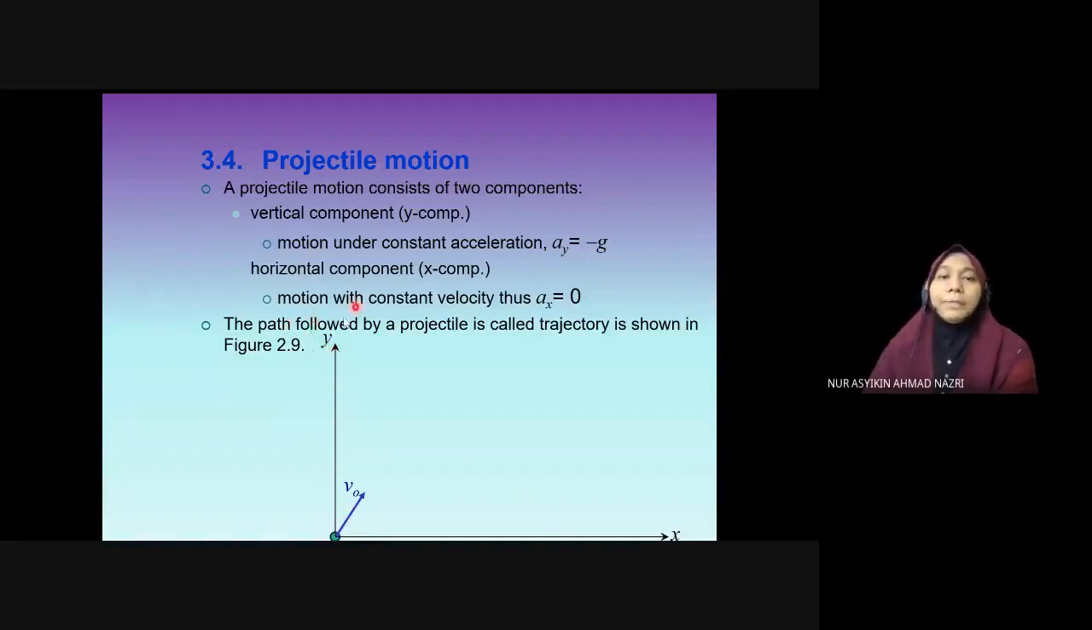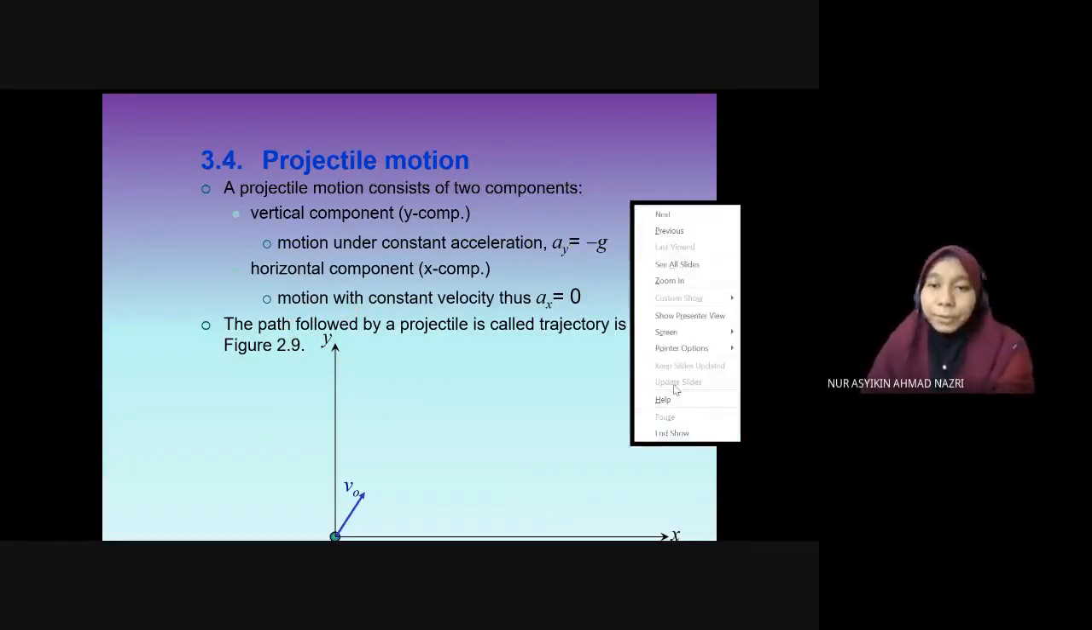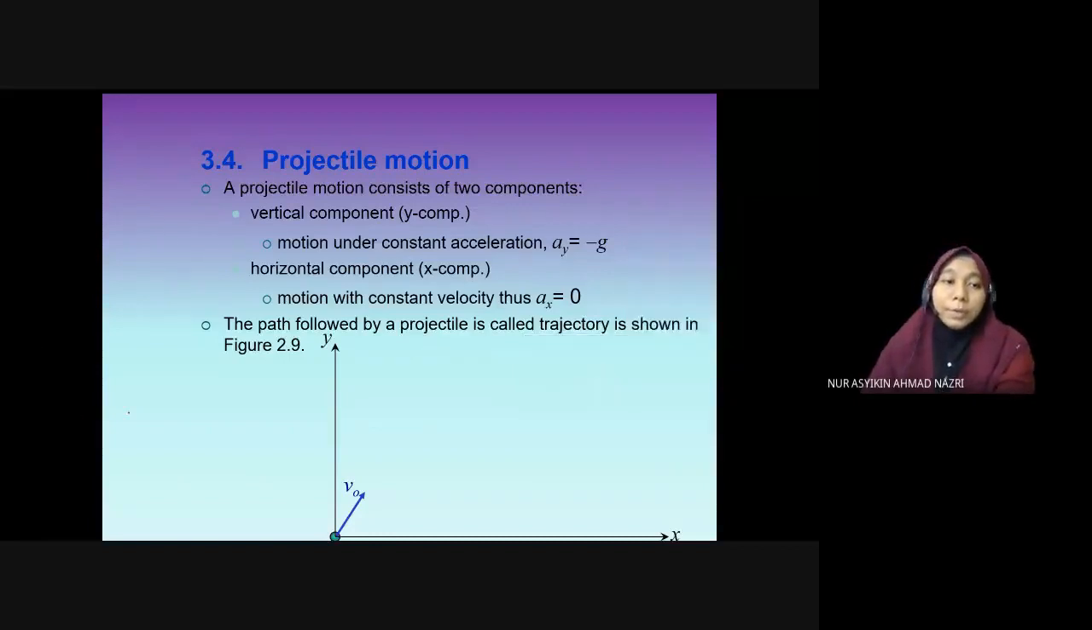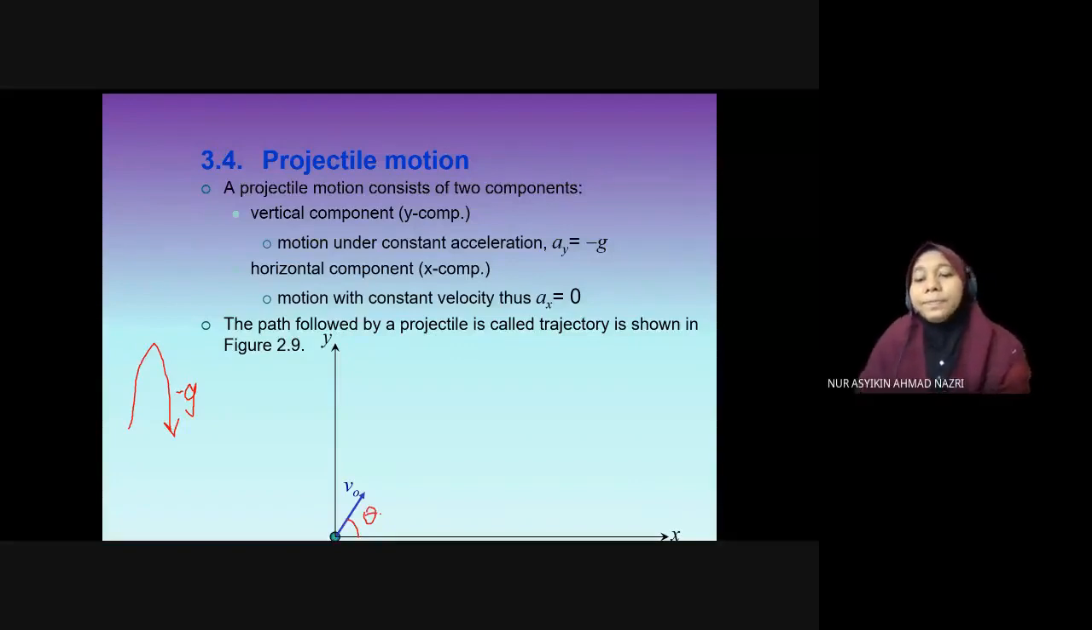This is different from what we call free fall motion. Free fall is totally free fall, because it goes up and then comes down, so it's totally negative G only. For this case here we have an angle, so the motion makes an angle here. At this point also we have an angle.